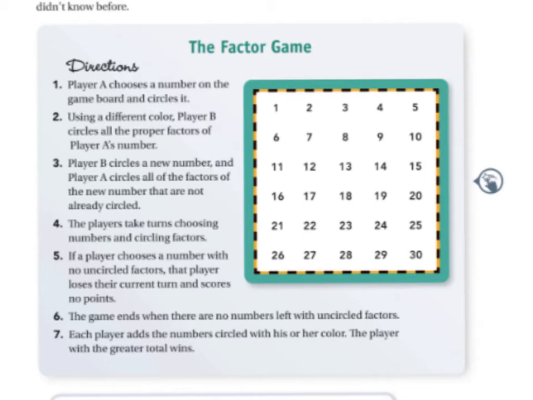You'll have player A, we'll call player A red. And you'll have player B, let's say blue. So you're taking on a different person. Now, player A, I'm going to use my highlighter here. Player A chooses a number on the game board and circles it. Using a different color, player B circles all the proper factors. Player B circles a new number, and player A circles all the factors of the new number. The players take turns choosing.